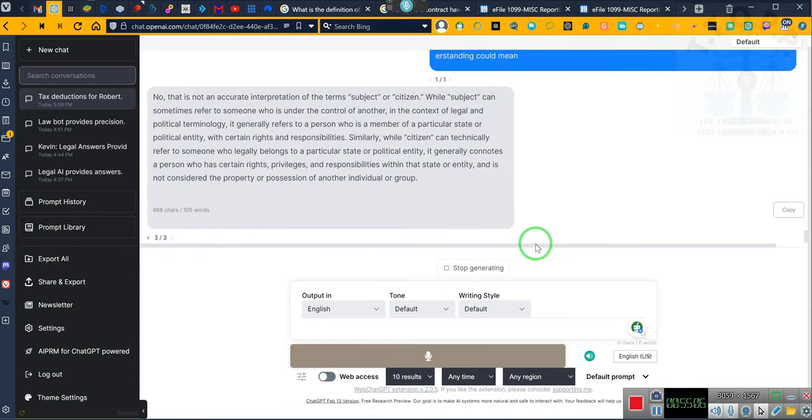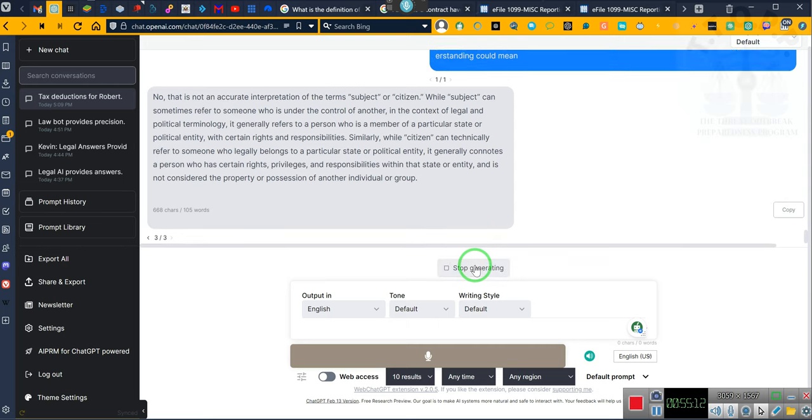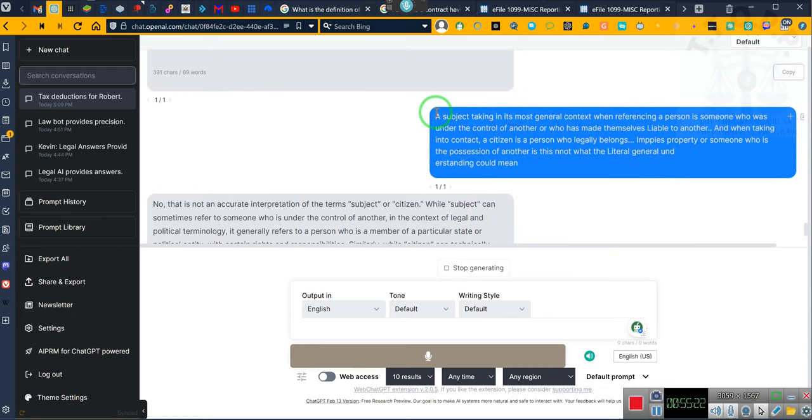No, your understanding is incorrect. A citizen is not someone who is considered as property or a possession of another person or entity. A citizen is an individual who is legally recognized as a member of a state or a country, and has certain rights and obligations, such as the right to vote, the obligation to pay taxes.